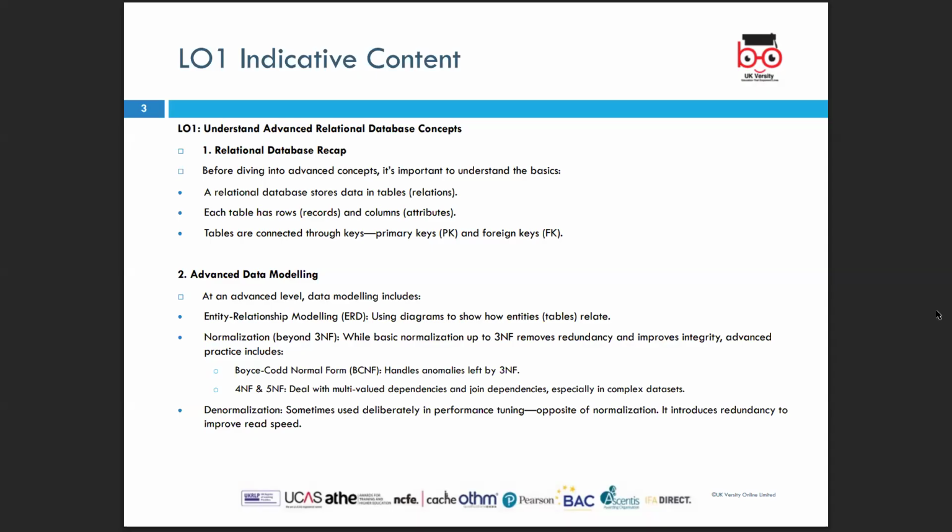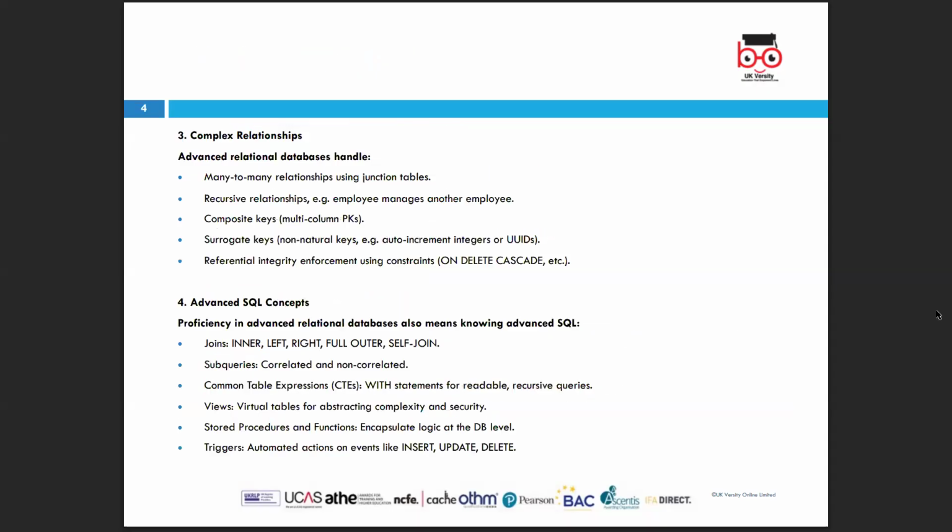Also, we look into denormalization, which is sometimes used deliberately in performance tuning, and where we introduce redundancy to improve read speed.